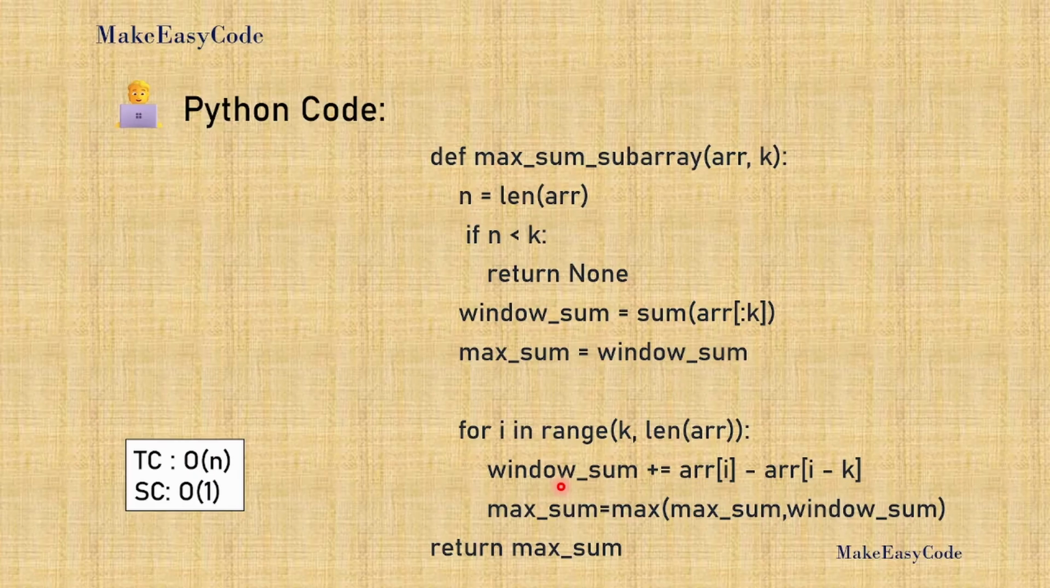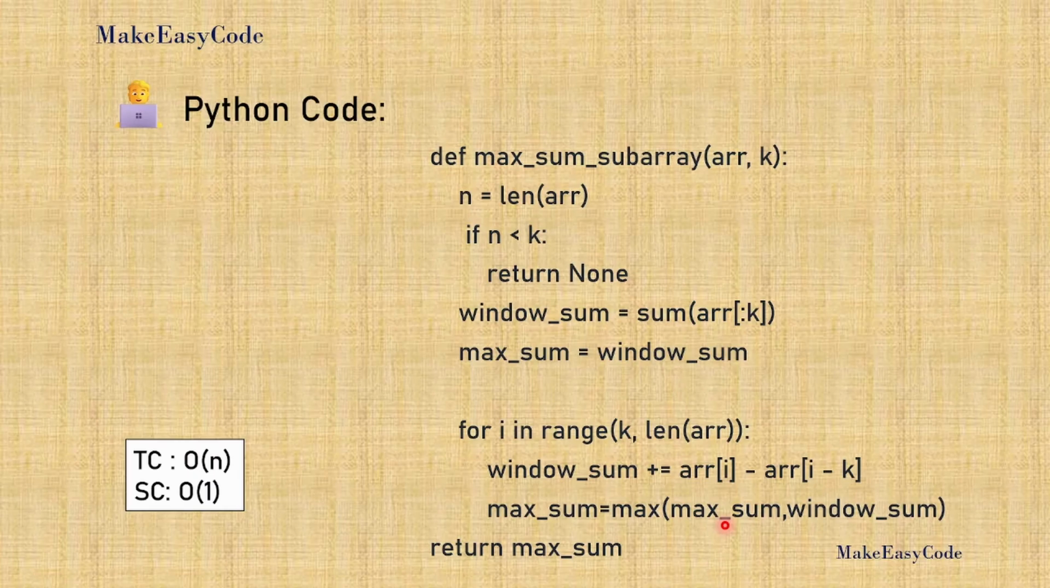Here, after updating the window sum, we check if this new sum is greater than our current maxSum. If yes, we update it. Now at the end, after the loop ends, we return the maxSum, which is the maximum sum of any subarray of size k.